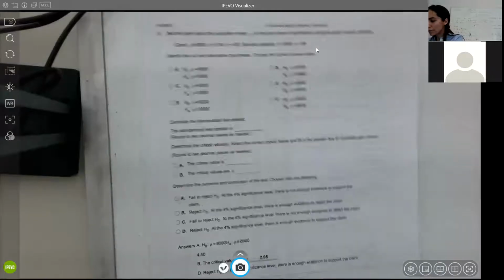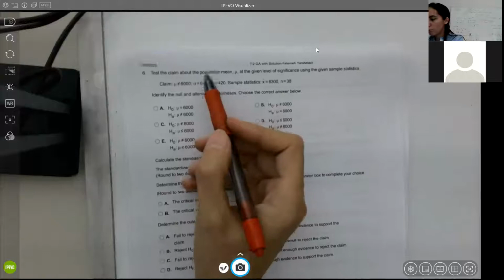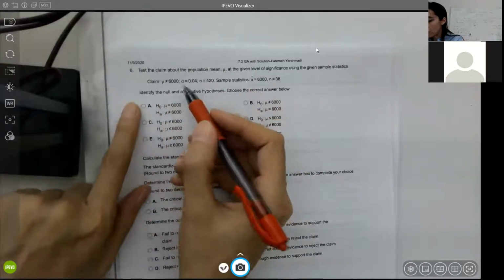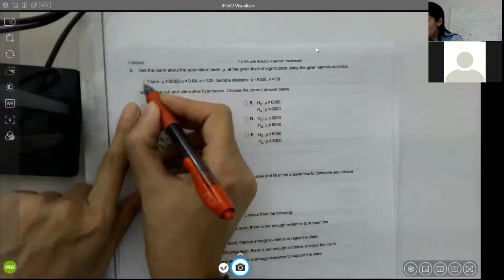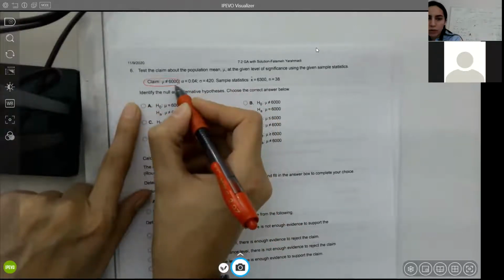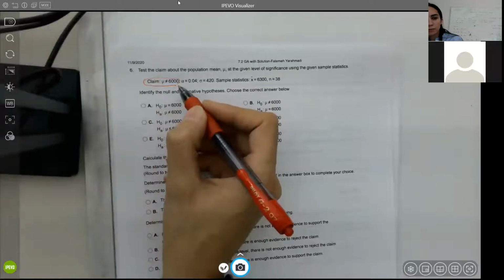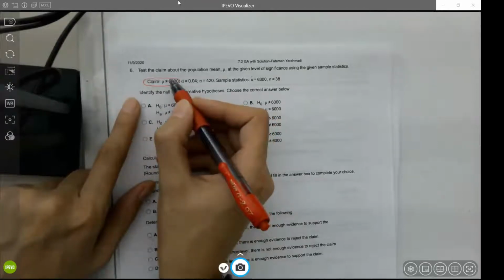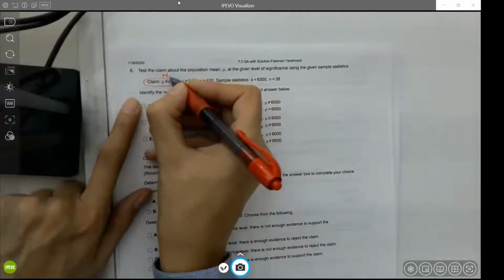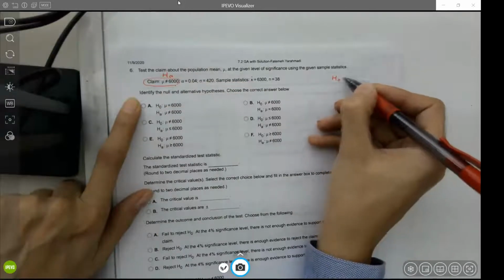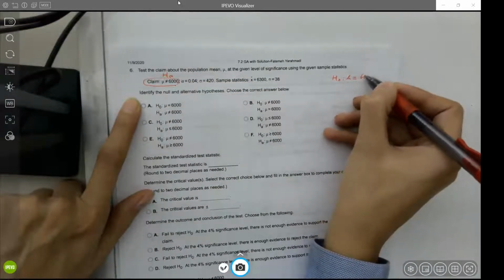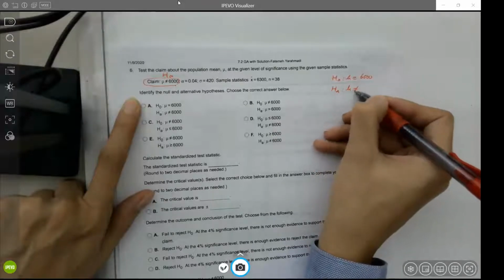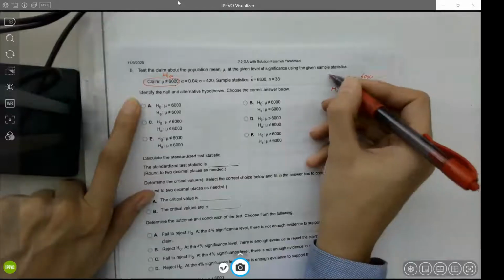Well, question 6 says, test a claim about population mean, and the information given are as follows. Claim says mu is not equal to 6,000. What is this? Is it the null hypothesis or alternative hypothesis? This is your alternative hypothesis. So the null hypothesis says mu is equal to 6,000. Your alternative hypothesis says mu is not 6,000.